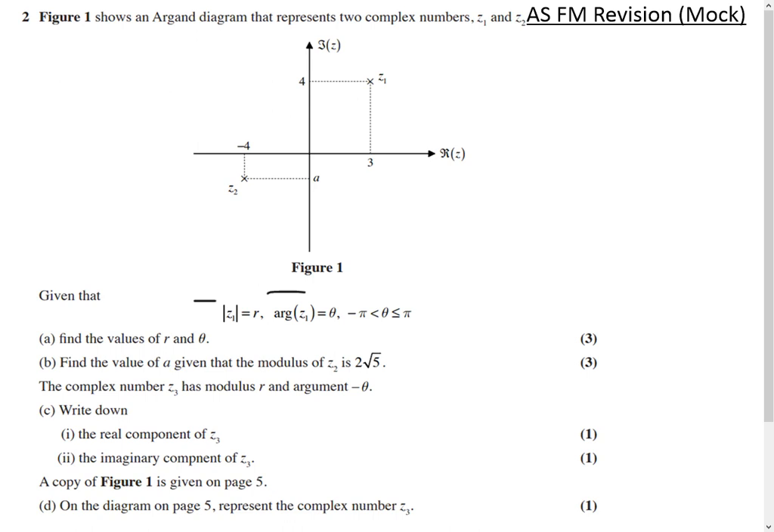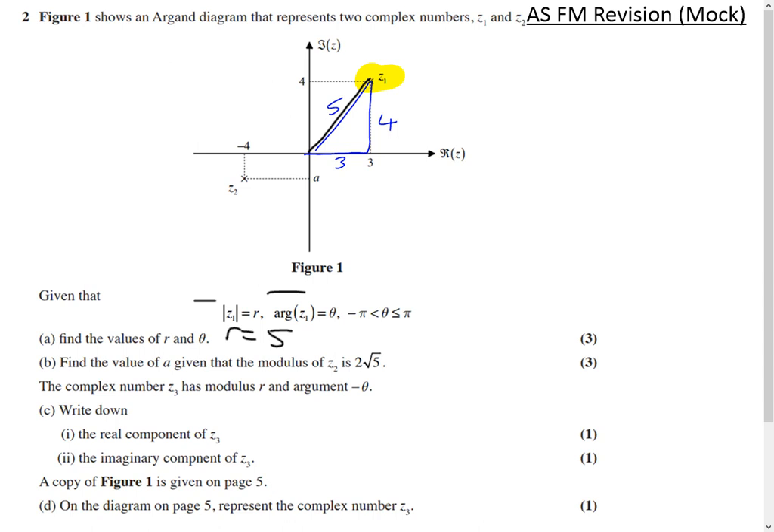Let's look on our diagram, so I can see Z1 is here. Okay, so R is the distance from 0, the origin there. So that side's R. Now if you have a look, I've got a triangle here. I know that side's 4, that side's 3, looking at the numbers on the axes there, and that makes that side 5. So R equals 5.